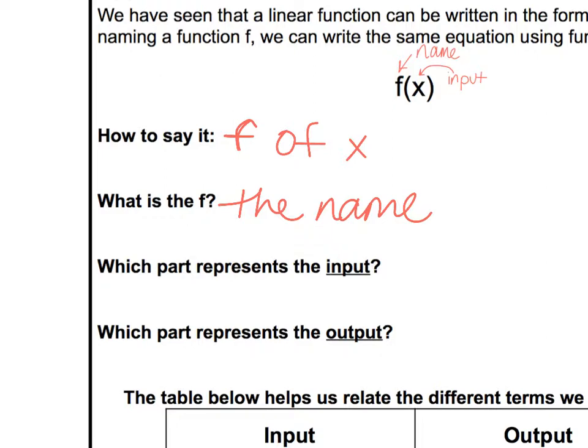Which part represents the input? What is the input for f of x? X. And the output is actually f of x. So whatever I get when I input x, that's my output. So we say, this is my output. You could kind of think about it, this is just a fancy way to write y, but really it's more than that. It's the output of the function.